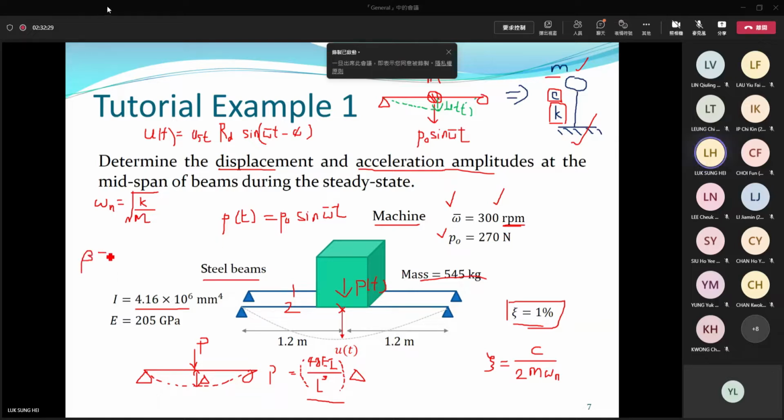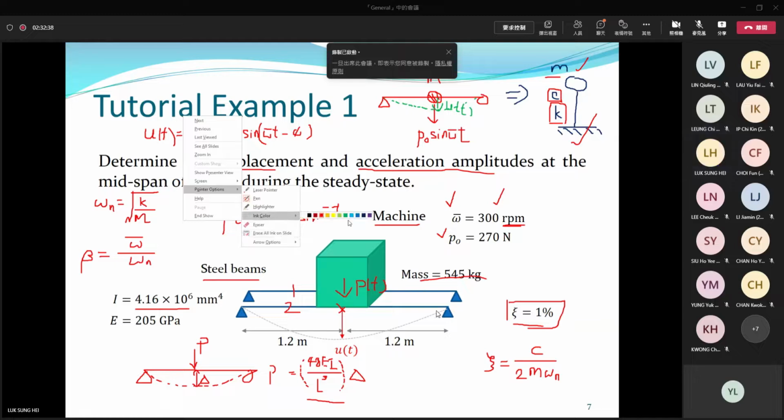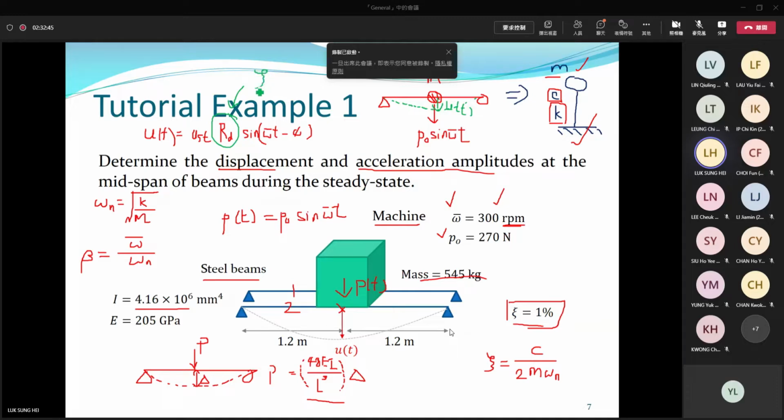If you know natural frequency, you can evaluate the frequency ratio. Why do we need to know the frequency ratio? Because according to our formula, RD depends on only two numbers: damping ratio and frequency ratio. Damping ratio is given as 1%. So the last number is beta. Beta can be calculated right here. Just make sure the units are consistent with each other.